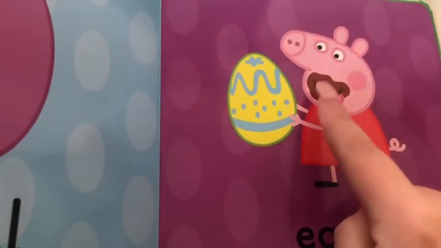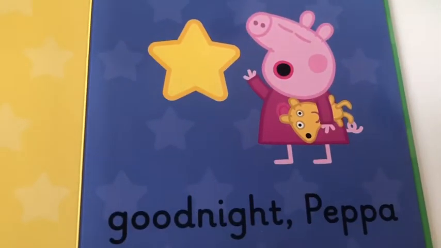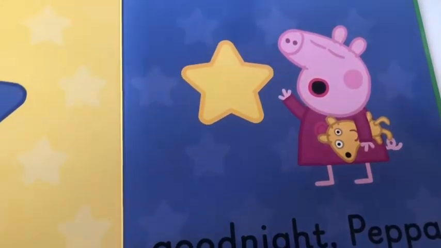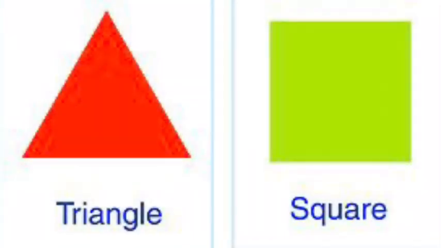Ooh, chocolate around the mouth. Ooh, can't get it. Last but not least, one of my favourites. It reminds me of all of you. It's a star. It's the shape of a star. Oh, good night, Peppa. Star's not at night time, it's bedtime, isn't it? Good job. Think of all the new shapes you just learned.